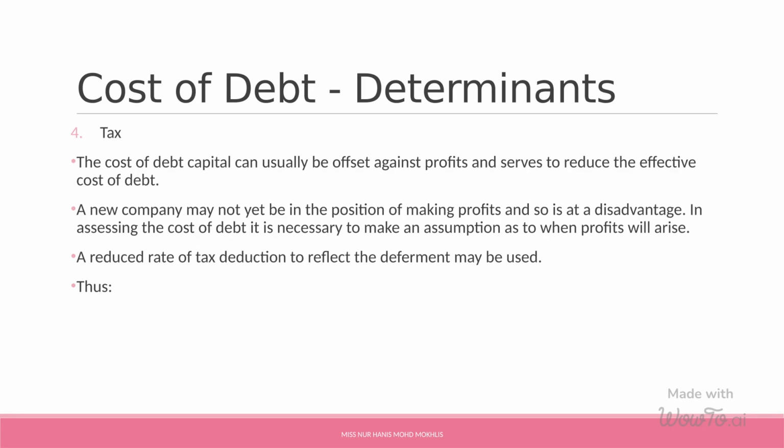And lastly, tax. The cost of debt capital can usually be offset against profits and serves to reduce the effective cost of debt. A new company may not yet be in the position of making profits and so is at a disadvantage. In assessing the cost of debt, it is necessary to make an assumption as to when profits will arise. A reduced rate of tax deduction to reflect the deferment may be used.